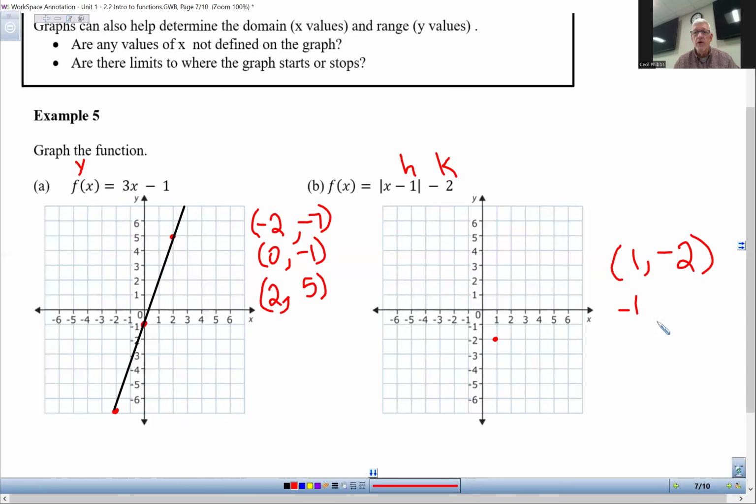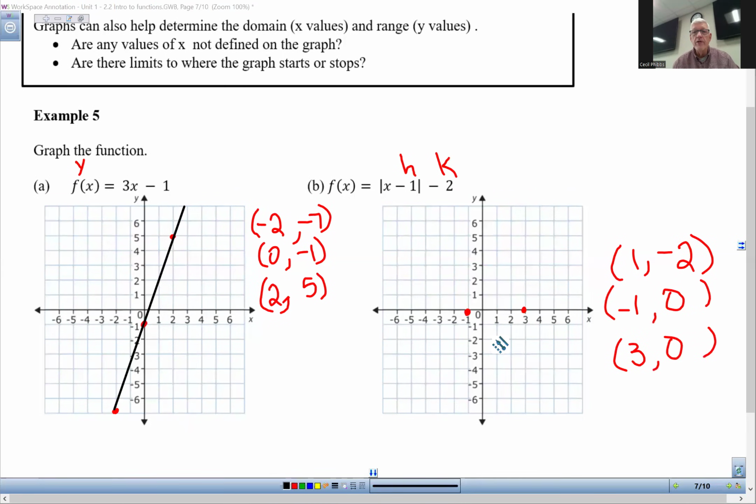I'm going to use -1 and 3. So if we plug in -1, -1 minus 1 is -2. The absolute value of -2 is +2. 2 minus 2 is 0. If we plug in 3, 3 minus 1 is 2. Absolute value of that is 2. 2 minus 2 is 0. So we have (3, 0) and we have (-1, 0).